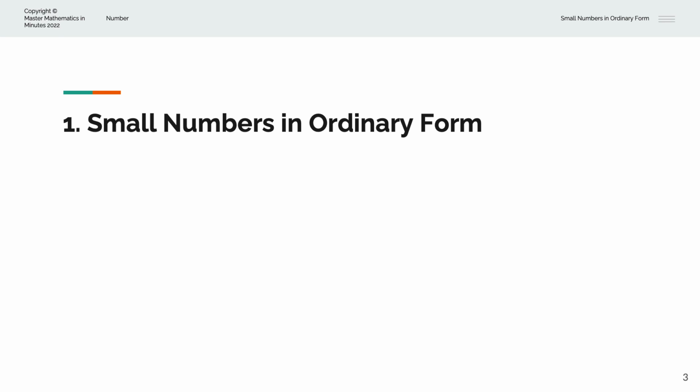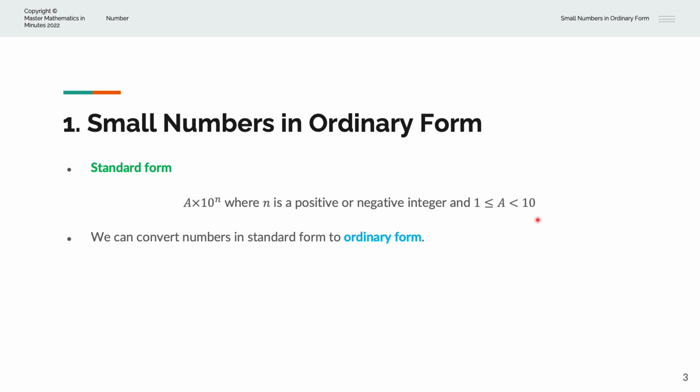So, what are small numbers in ordinary form? Recall, the definition of a standard form is where we can write numbers as a multiplied by 10 to the power of n, where n is a positive or negative integer, and a is greater than or equals to 1 and less than 10. So, we can convert numbers in standard form to ordinary form.